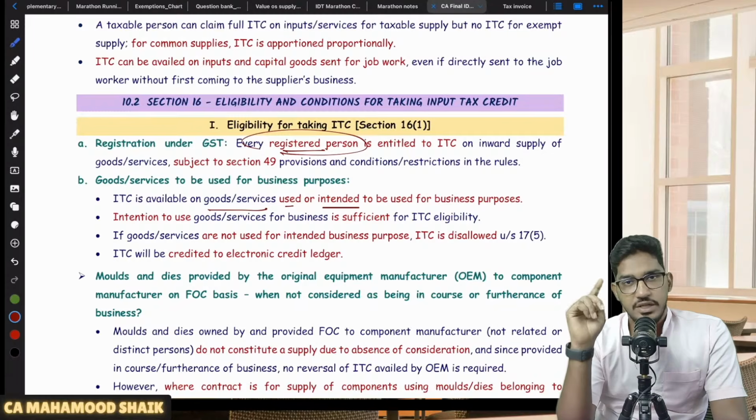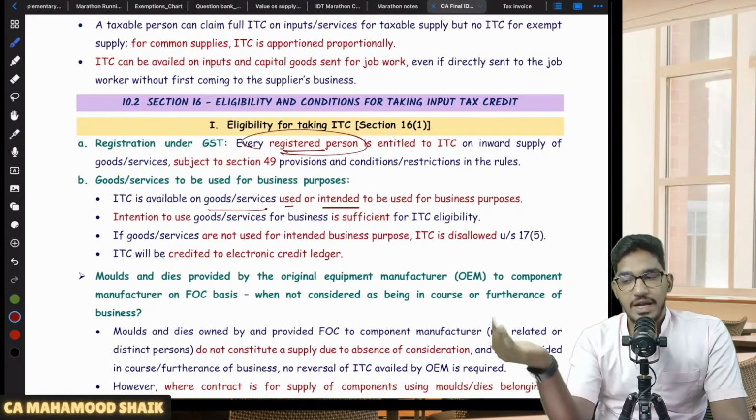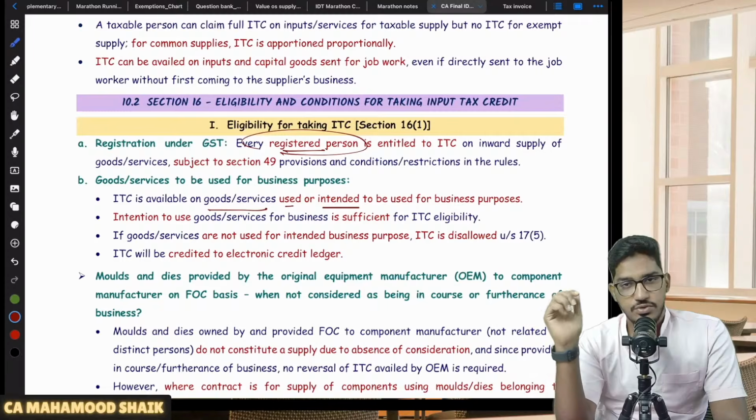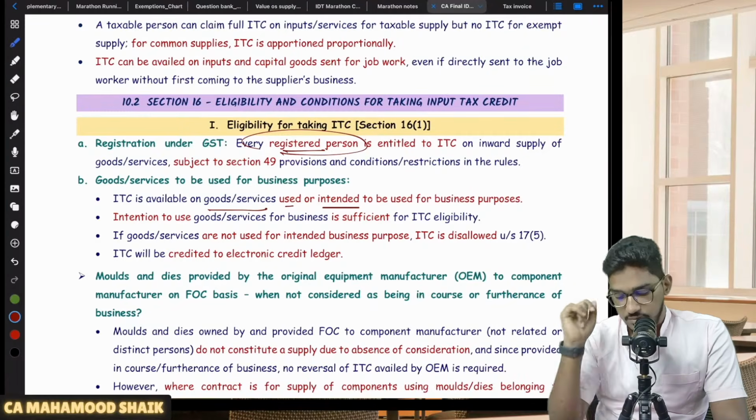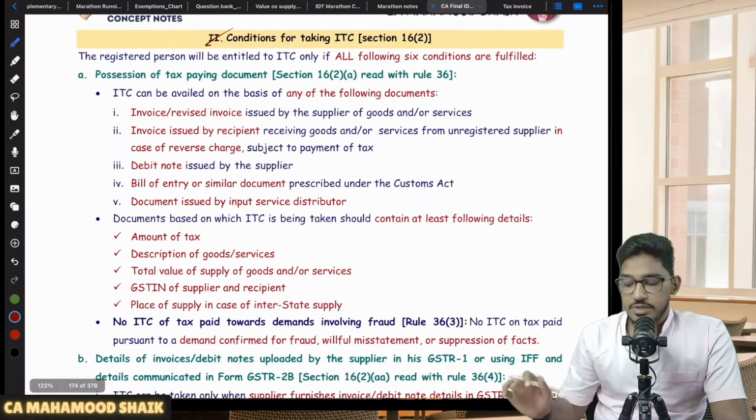So two things here regarding eligibility. 16 subsection 1 says, in order to be eligible for availing input tax credit, number 1, you must be a registered person. Number 2, whatever goods or services which you are procuring must be used in the business, or you should have an intention to use it in the course or furtherance of the business. So actual usage is not necessary. Even if you have an intention to use it, it is enough. So two conditions for availing ITC. Number 1, the person must be a registered person. Number 2, whatever goods or services he is procuring must be either used in the business, or you should have an intention to use it in the course or furtherance of the business.